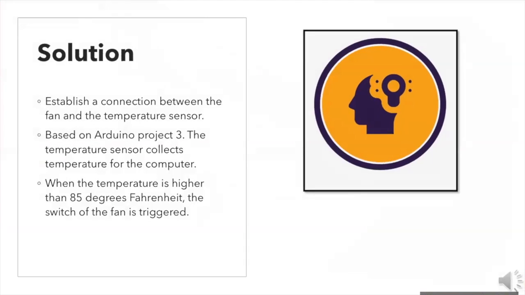And here is our solution. We are trying to connect the fan and the temperature sensor, based on project 3. The temperature sensor is a feature for the computer, and the humidity sensor can check the humidity level. When the temperature is high, at 85 degrees, the fan will also go faster.